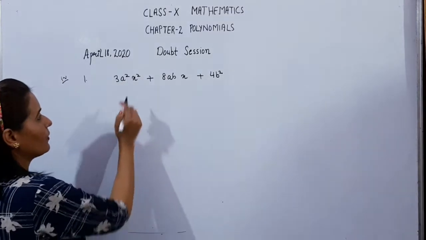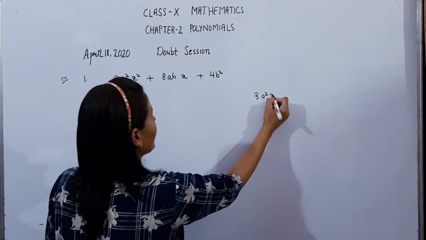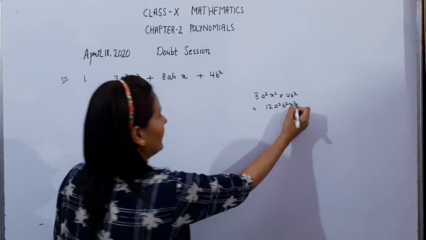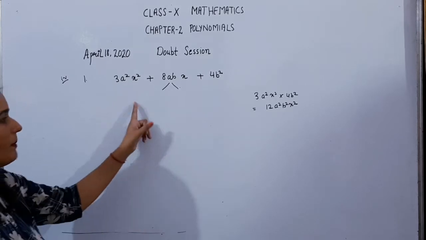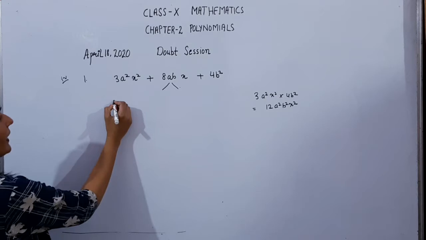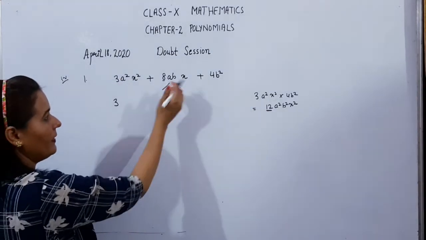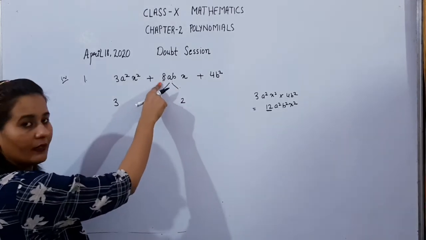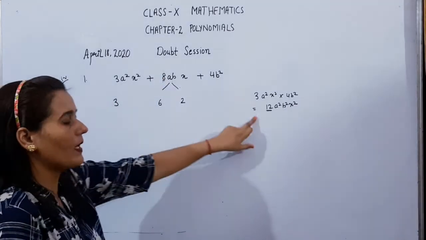See the multiplication of these two, 3a square x square and 4b square. What is the multiplication? It is 12a square b square x square. Now I want to split the middle term into two numbers so that the multiplication becomes 12a square b square x square. So for that we look for 12 only, otherwise every term will get 8. 6 and 2: adding 6 and 2 will give you 8, and the multiplication will give you 12.